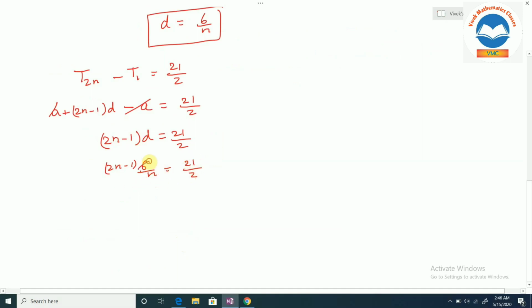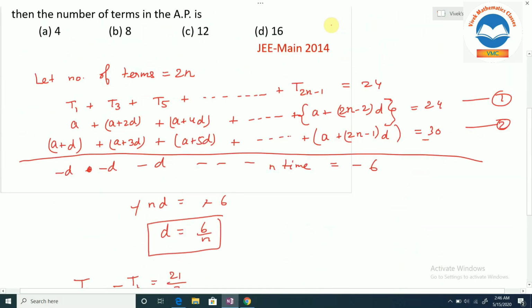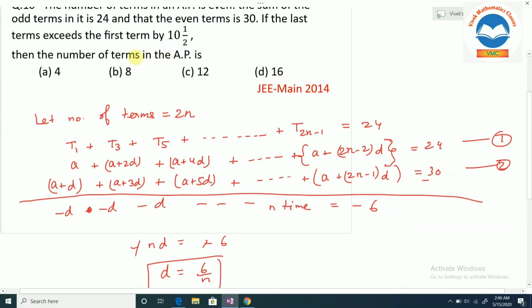Okay, cancel out this one, 3 table. This will be 2 and 7. Cross multiply: 4 into 2 will be 8n minus 4 will be equal to 7n. Okay, it means n will be equal to 4. N value we are getting 4. So what will be the number of terms? Number of terms will be 2n. 2n means what? 2 into 4. This will come 18. Sorry, 8. B part will be your answer.